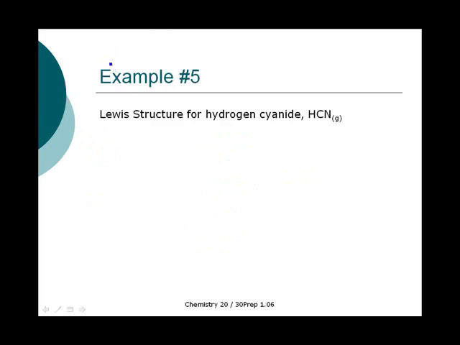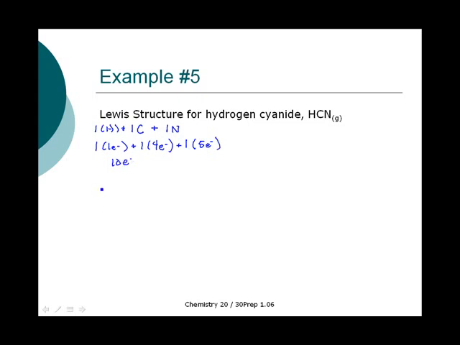For hydrogen cyanide, here we have 3 separate atoms, and we'll just go through our list. We have 1 hydrogen plus 1 carbon plus 1 nitrogen. In terms of electrons, that means we have 1 times 1 electron from the hydrogen plus 1 times 4 valence electrons from the carbon plus 1 times 5 valence electrons from the nitrogen. Again, we're going to end up with 10 electrons.